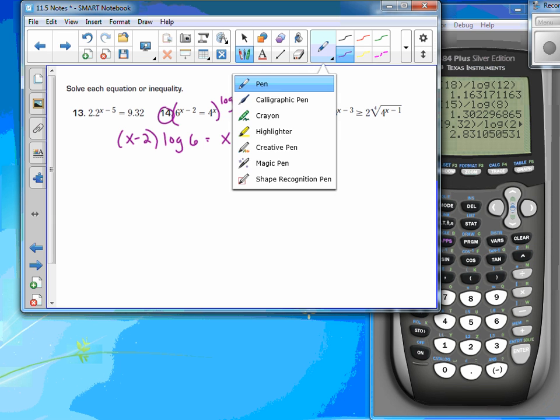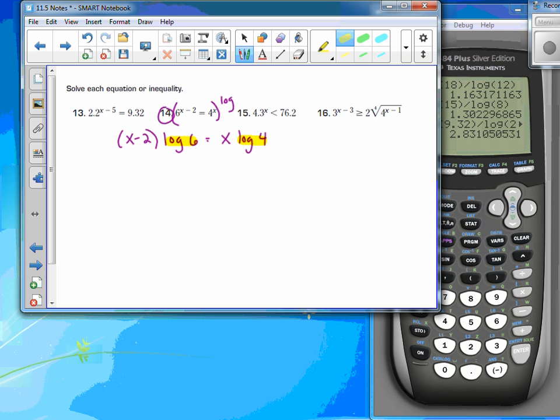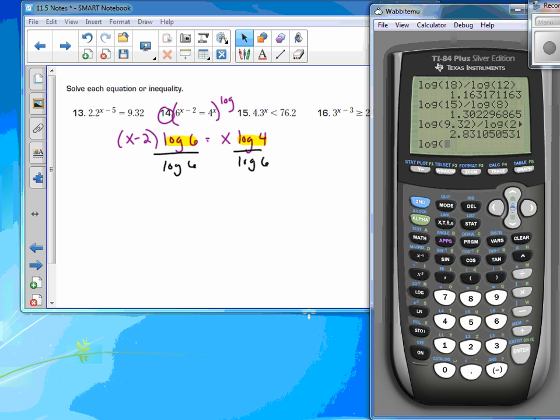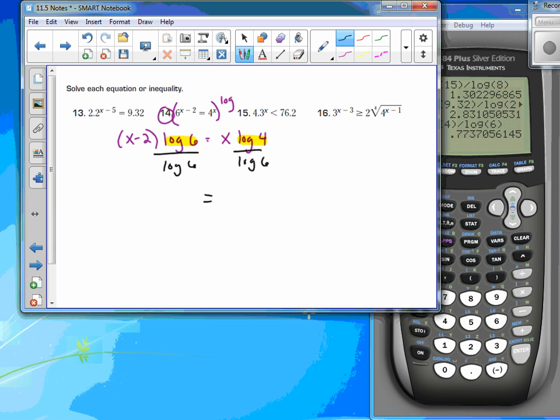So again, log 6 and log 4, these are just numbers. So it's just something times x and something times x minus 2. So I'm going to go ahead and divide out log 6, but I still have an x, so don't forget about that. So log 4 divided by log base 10 of 6 is 0.7737. So I have 0.7737x. Don't forget the x. And that equals 1x minus 2.